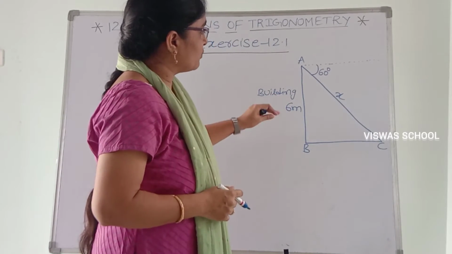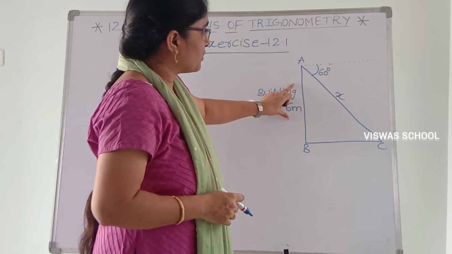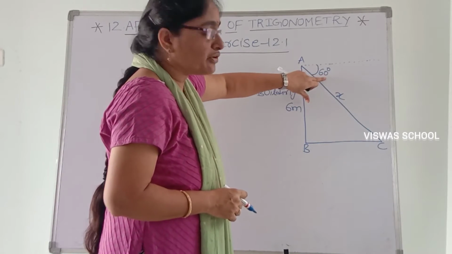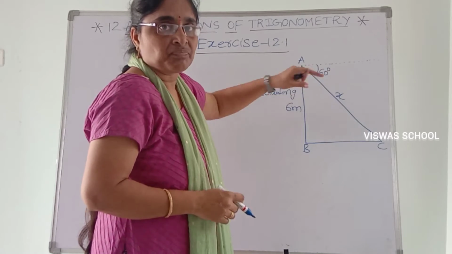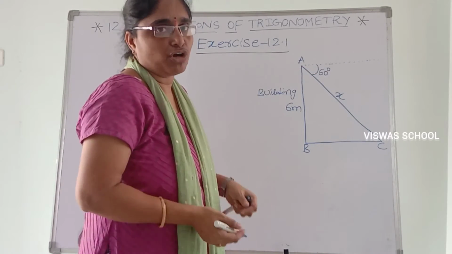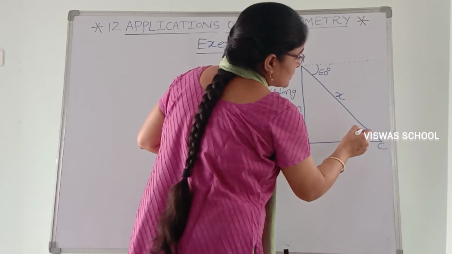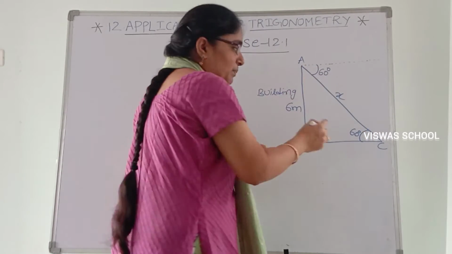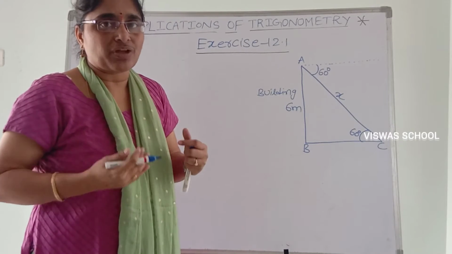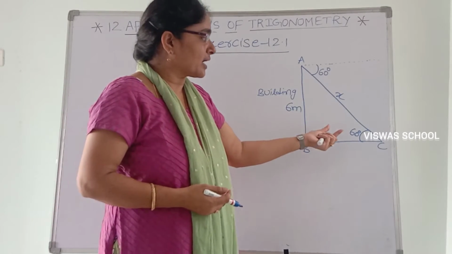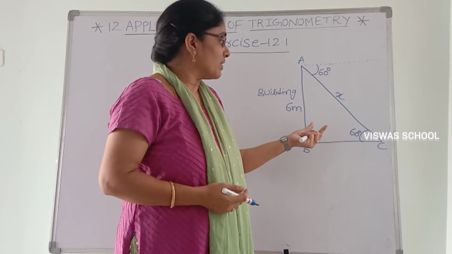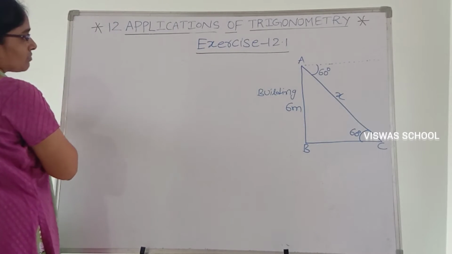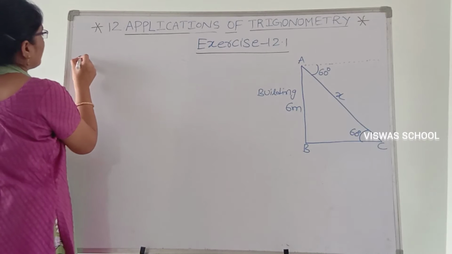Now what do we have here? This is the hypotenuse. Now the angle of depression is 60 degrees. Now change it into the angle of elevation. That is, this is the angle of elevation. That is, the angle of depression is equal to the angle of elevation at the ground level. Now AB is equal to what? The height of the building.